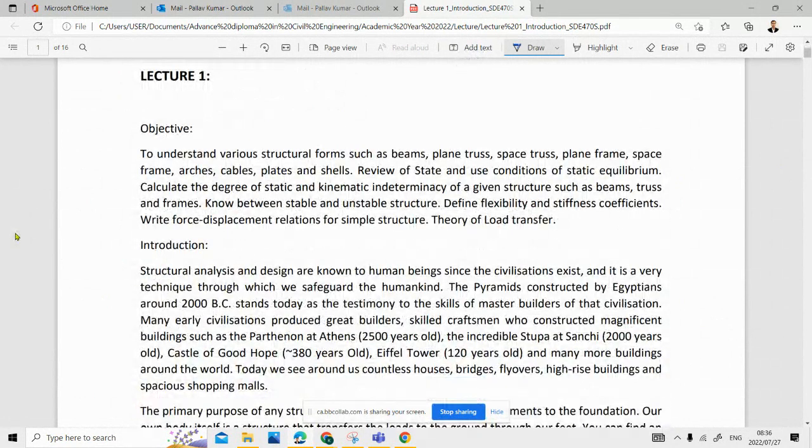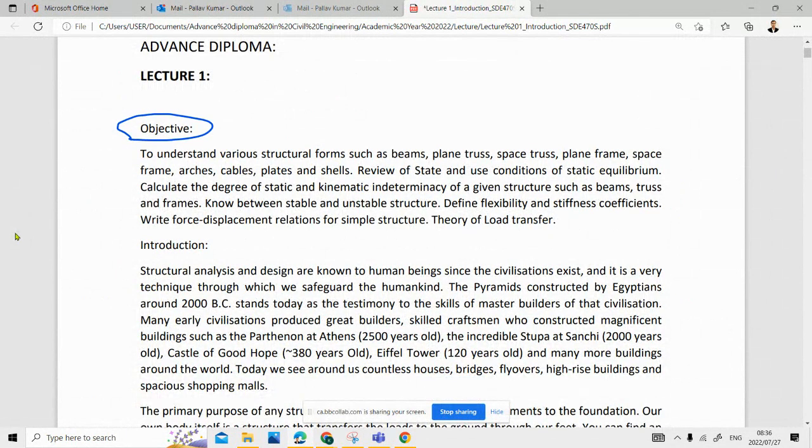So if we go with the objective of this particular class, or you can say lecture, our purpose is to understand various structural forms. That is, you should know what is a beam, what is a plane truss, what is a space truss, plane frame, space frame, arches, cable, plates, shells, right? So these are the various forms you come across in your structures, right?